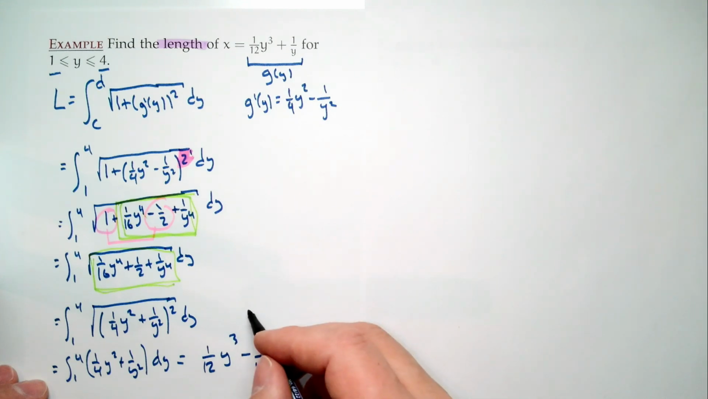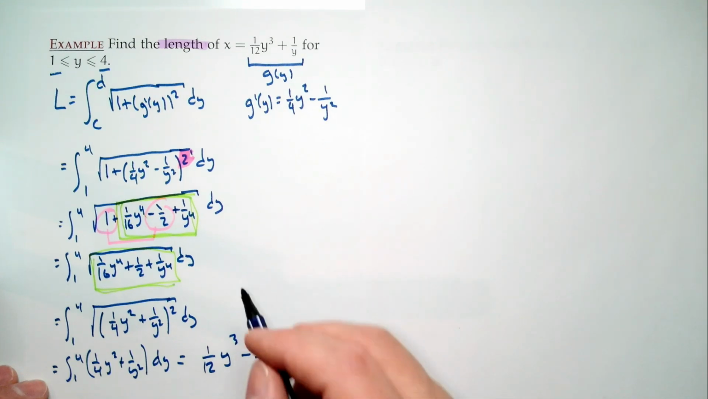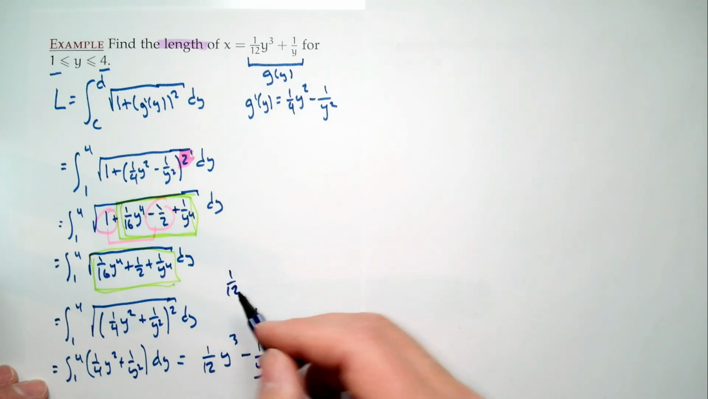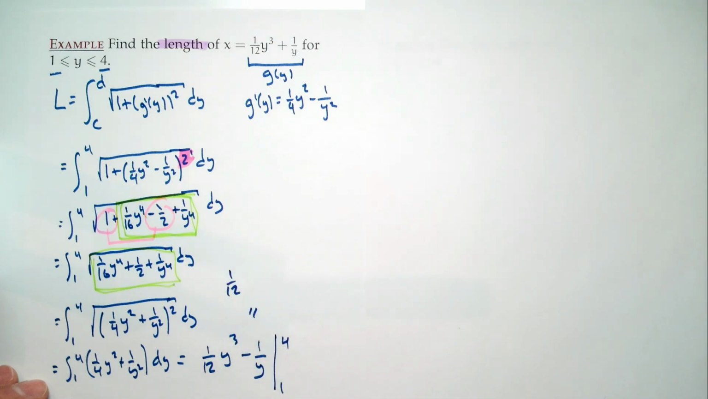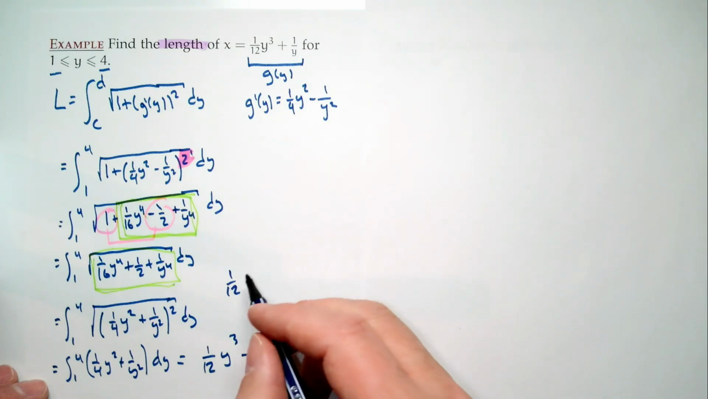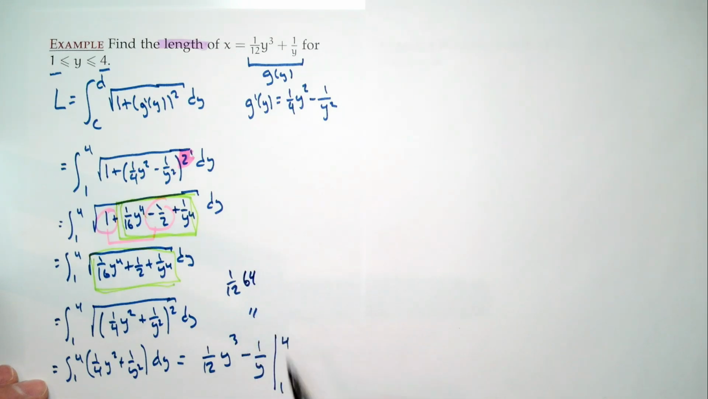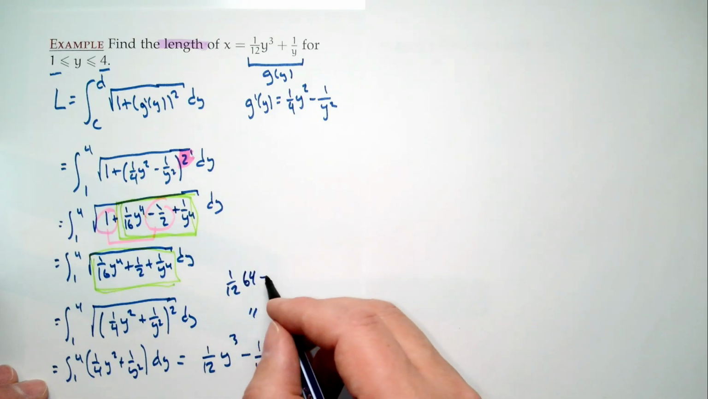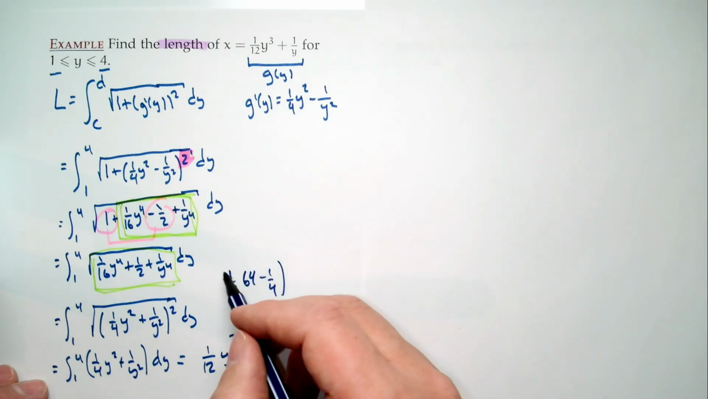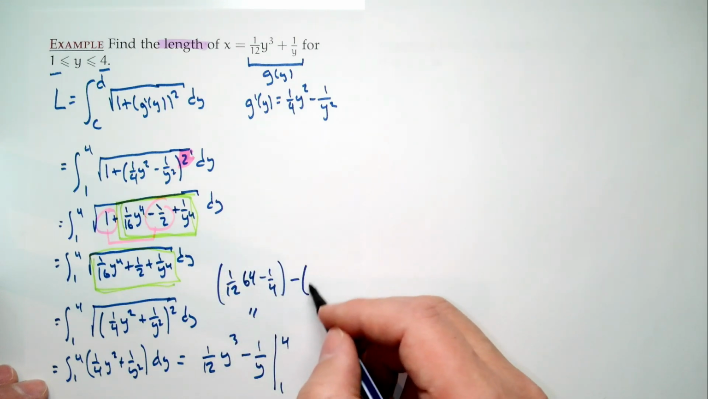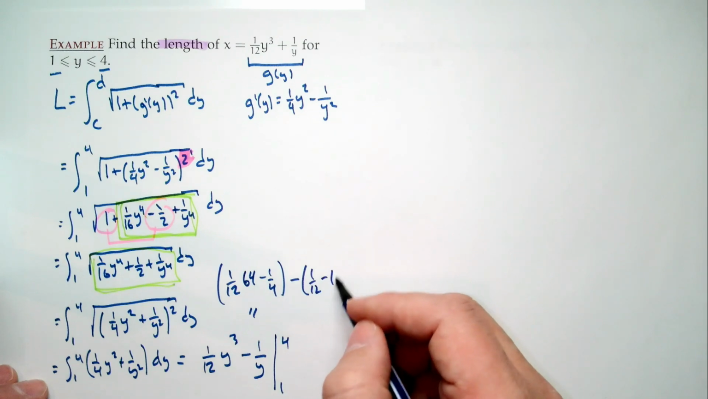All right, we're almost there. We might as well finish it up. 1/12. 4 cubed, do you remember what that is? 64. Then we have minus 1/4. Then we're going to subtract 1/12 minus 1.